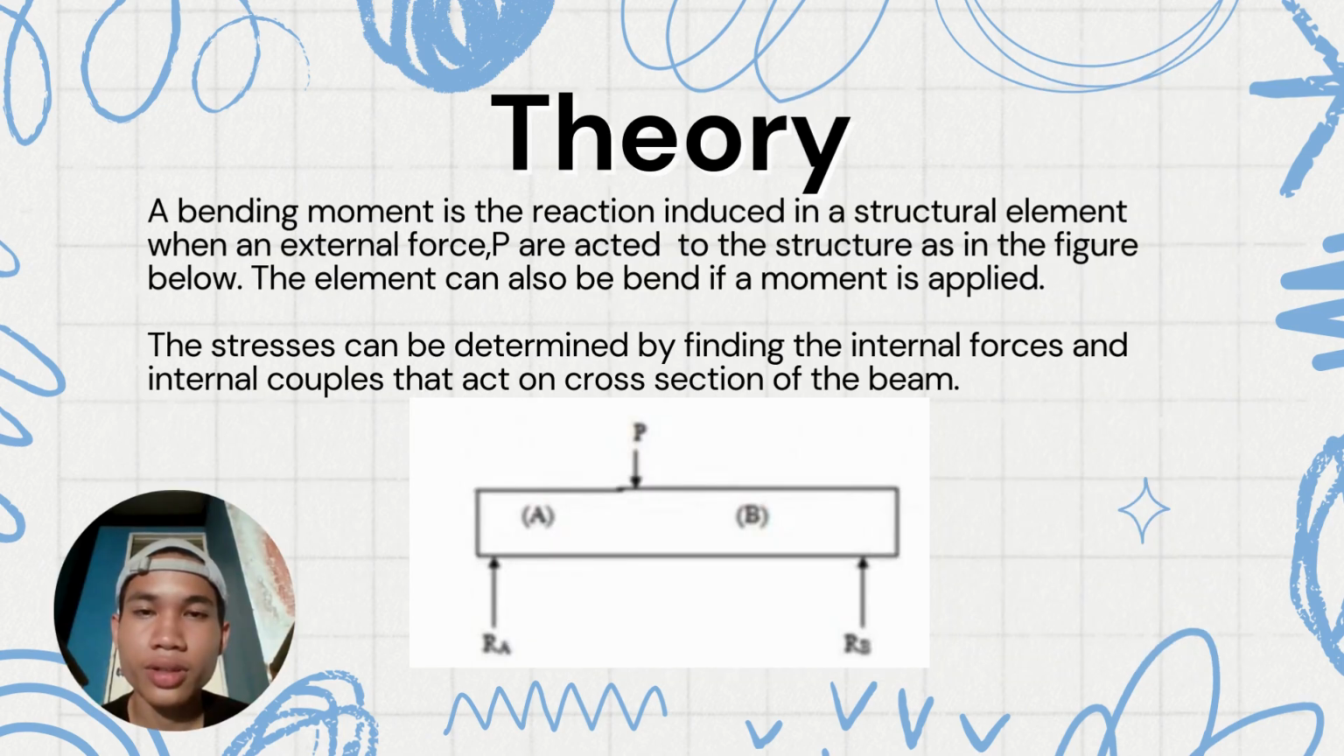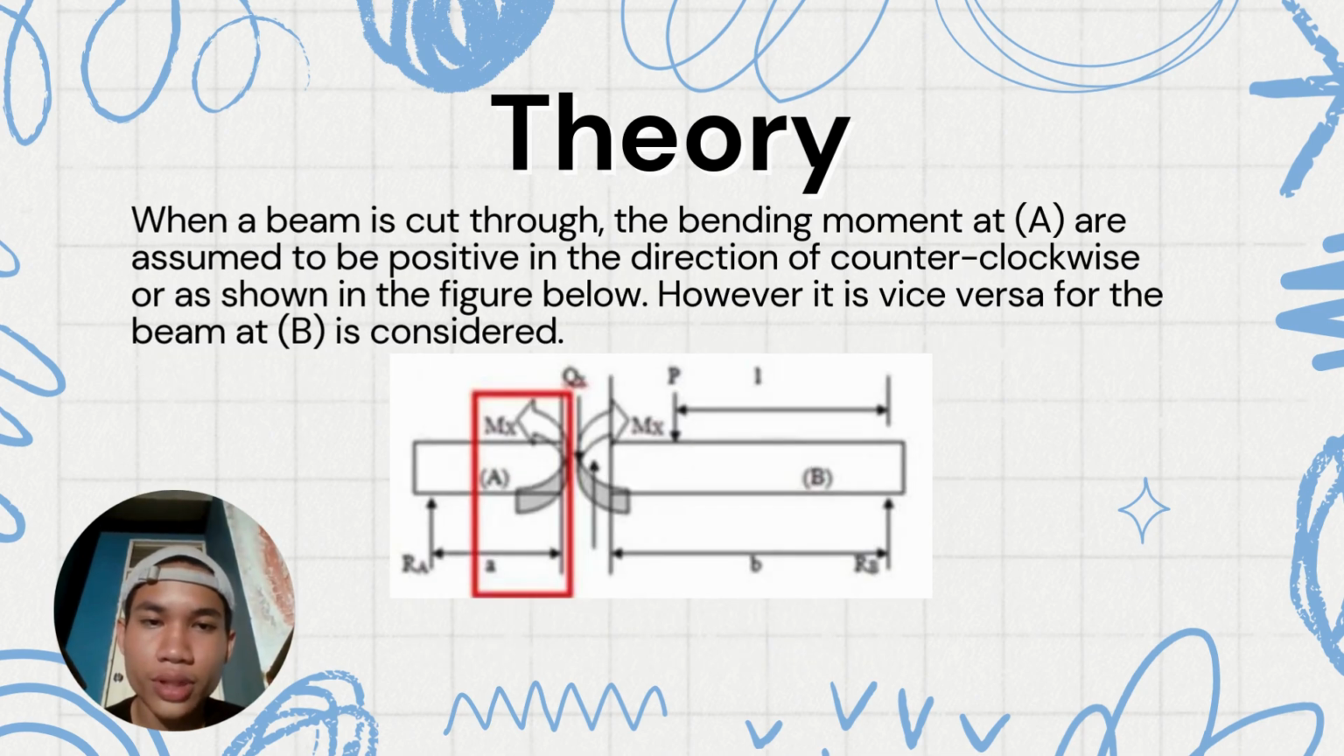I will explain about the theory of this experiment. A bending moment is the reaction induced in a structural element when an external force, such as P, is acted on the structure as in the figure below. The element can also be bent if a moment is applied. The stresses can be determined by finding the internal forces and internal couples that act in the cross-section of the beam. When a beam is cut through, the bending moment at A is assumed to be positive in the counterclockwise direction as shown in the figure below.